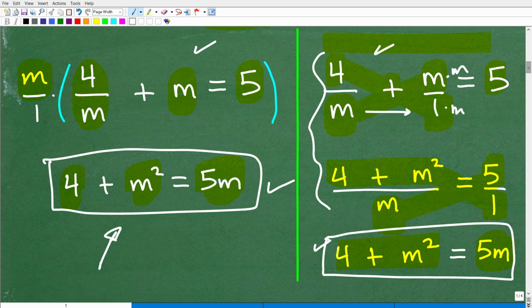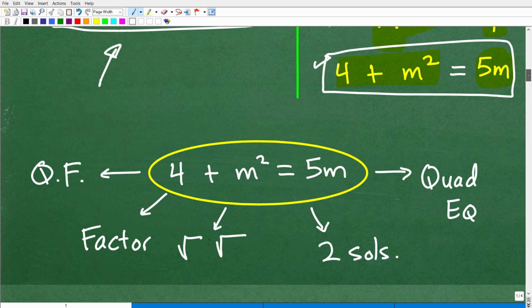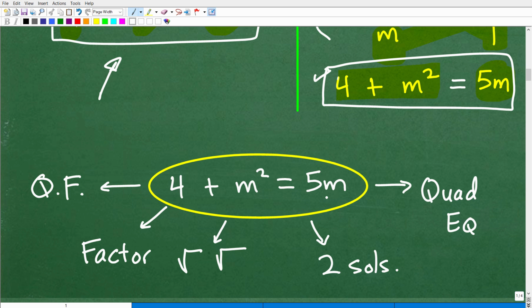Okay, so let's pick this thing up now. So we have 4 plus m squared is equal to 5m. I told you earlier that the original problem is kind of like a rational equation, but this is going to morph into another type of equation. So what type of equation is this here? This is a quadratic equation, okay? We have a polynomial. The highest power of this polynomial is 2, okay? So hopefully you know something about quadratic equations.